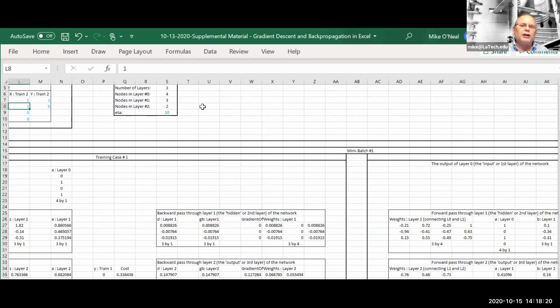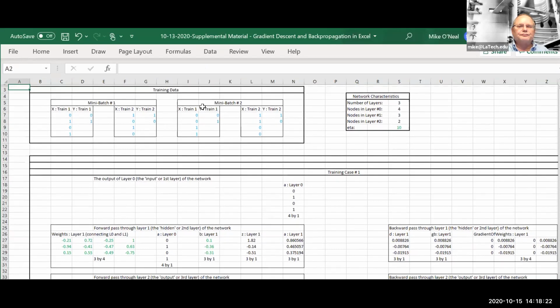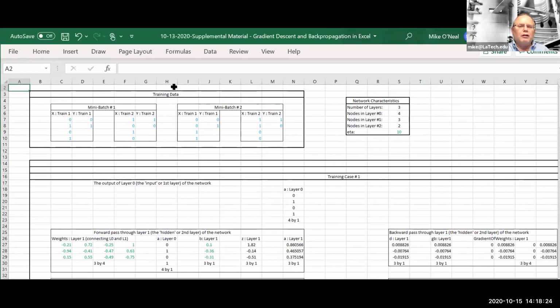So we start out with our training data. We have 4 inputs, right, and they are broken into our 2 mini batches. The first input is 0, 1, 0, 1, and the output should be 0, 1. And the second one is 1, 0, 1, 0 with an output of 1, 0. And then the third one is 0, 0, 1, 1 with an output of 0, 1, and then 1, 1, 0, 0 with an output of 1, 0.